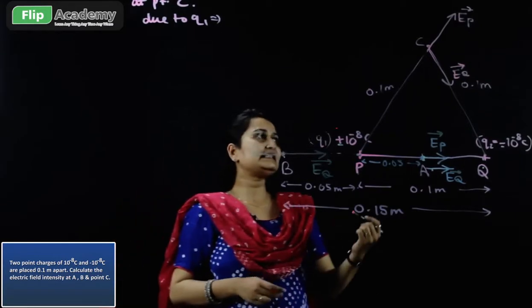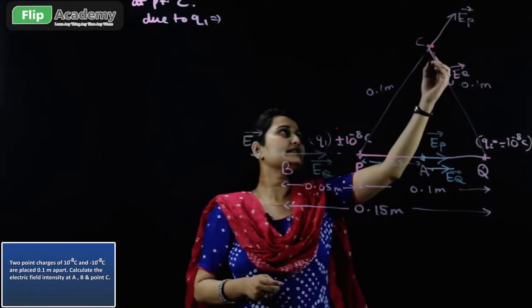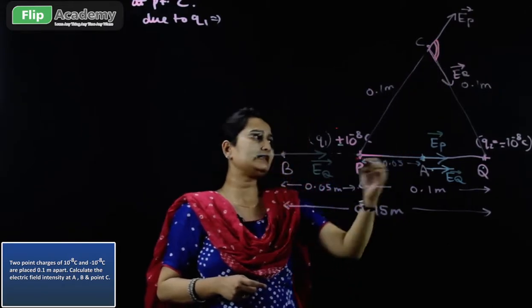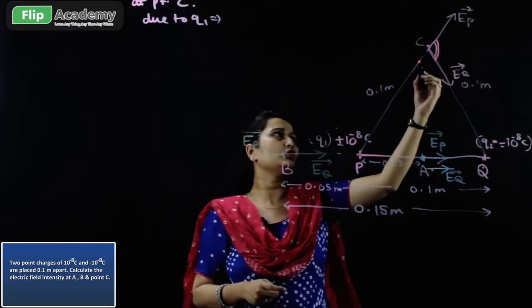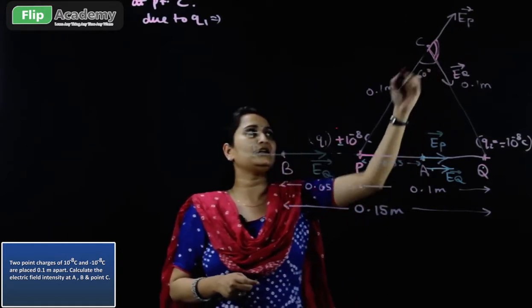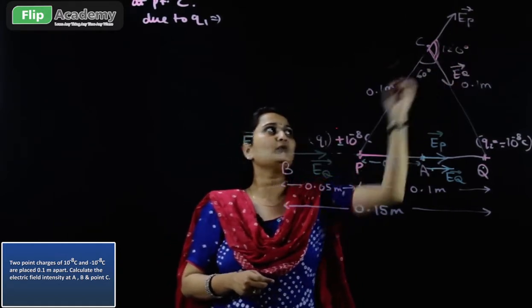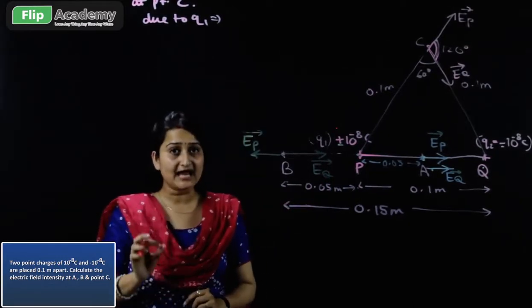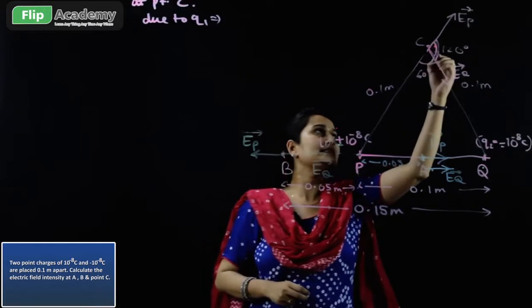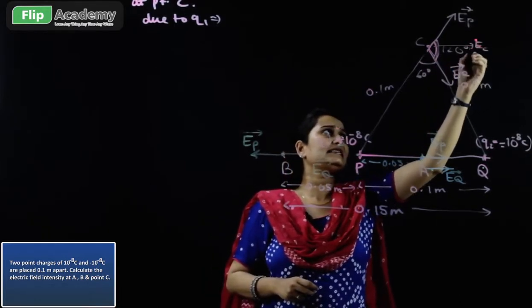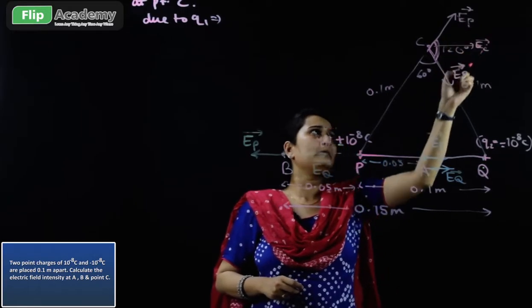Now, we can see here that the angle between EP and EQ, as it is an equilateral triangle, is 60 degrees. So this angle, 180 degrees minus 60, becomes 120 degrees. We have to find the net electric field intensity at point C. So this is the net electric field intensity, let's say EC. This is found by the parallelogram law.